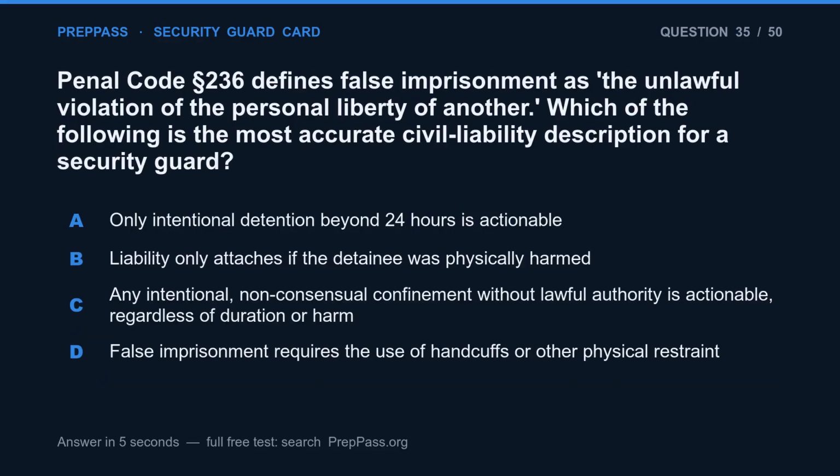Question 35. Penal Code Section 236 defines false imprisonment as the unlawful violation of the personal liberty of another. Which of the following is the most accurate civil liability description for a security guard? A. Only intentional detention beyond 24 hours is actionable. B. Liability only attaches if the detainee was physically harmed. C. Any intentional, non-consensual confinement without lawful authority is actionable, regardless of duration or harm. D. False imprisonment requires the use of handcuffs or other physical restraint.